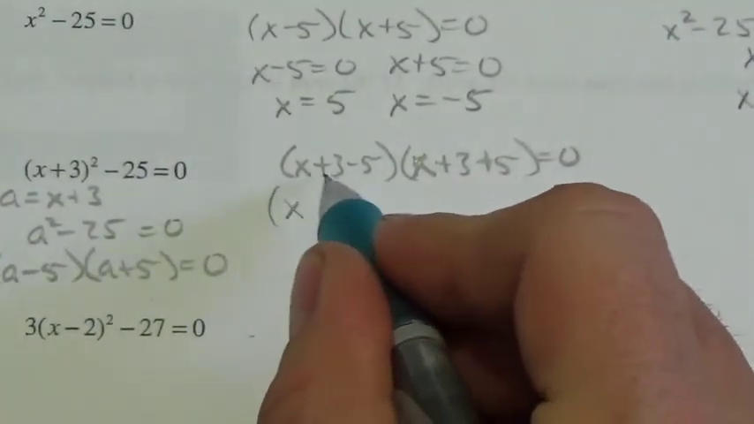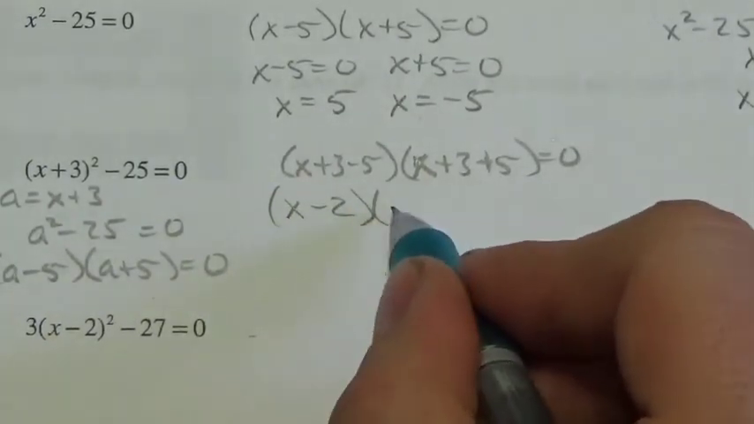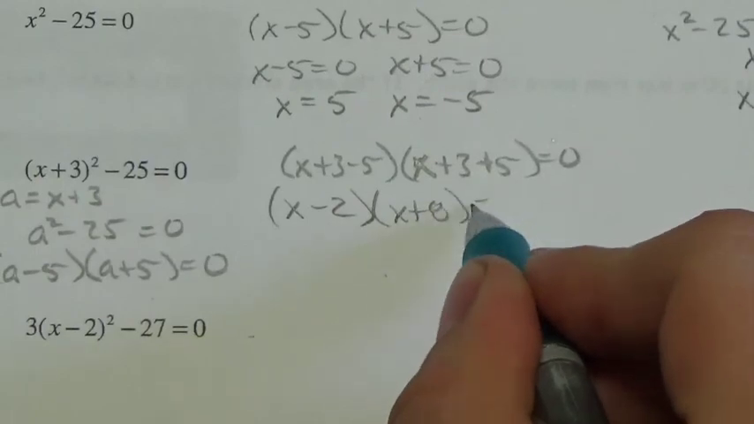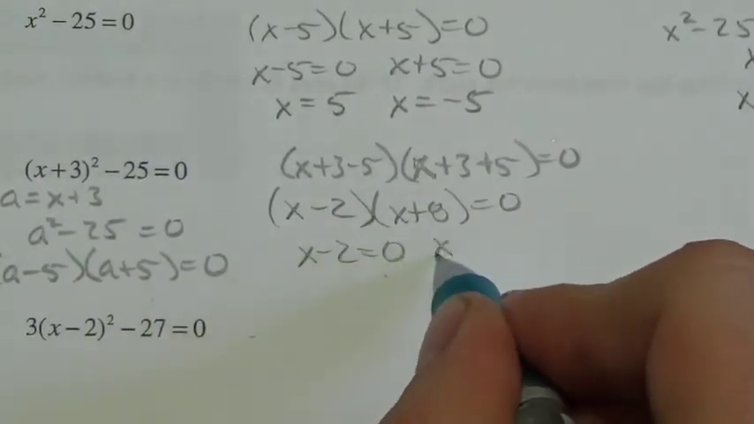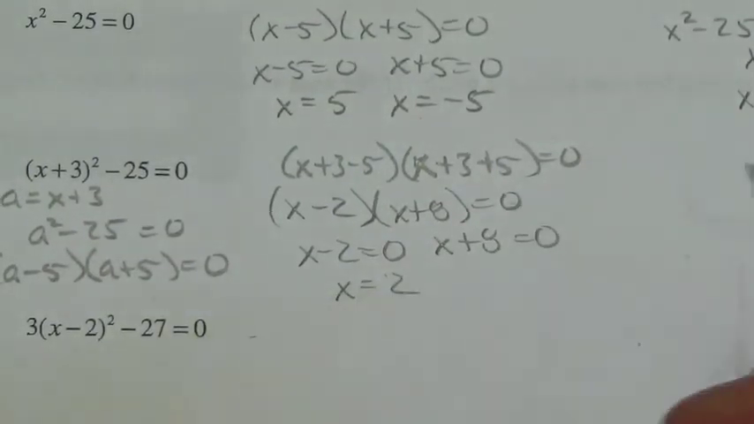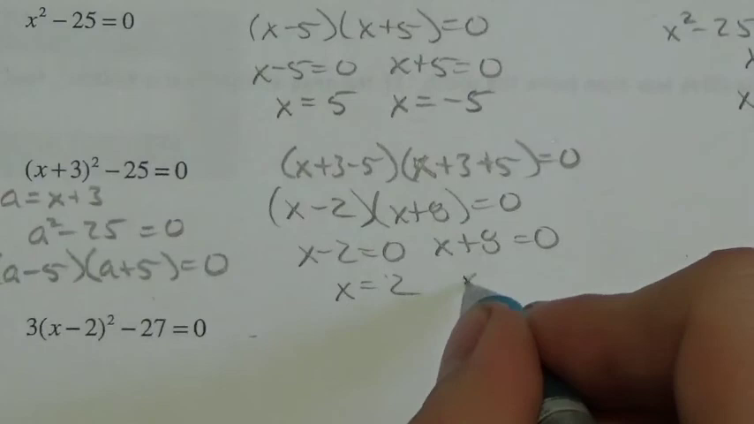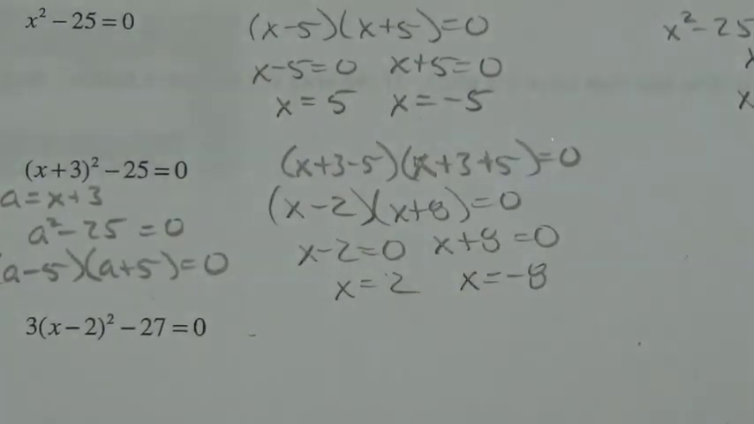So this becomes x plus 3 minus 5, which is x minus 2. x plus 3 plus 5 is x plus 8, equal to 0, which means either x minus 2 is equal to 0 or x plus 8 is equal to 0, one of those two, in which case x is either equal to positive 2 or x is equal to negative 8. Those are my two solutions.